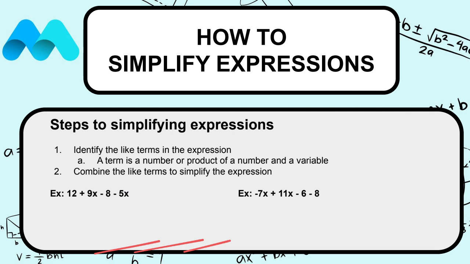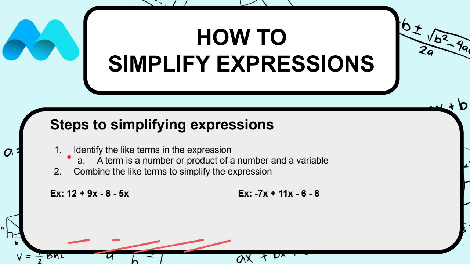And it's the same thing in the second example here: negative 7x plus 11x minus 6 minus 8. Same thing, no equal sign here. That's how we know it's an expression. And that's all you really need to know about it. It's an expression if it doesn't have an equal sign. All right, so the steps to simplifying it.